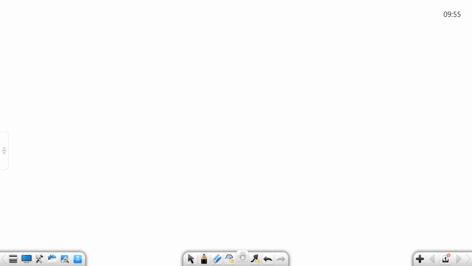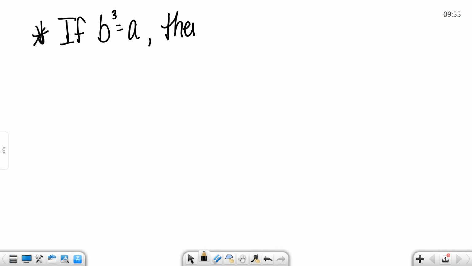Okay, so let's move on to our next little rule. If b cubed is a, for example, 2 cubed is 8, then the cube root of a is b. So the cube root of 8 would be 2.